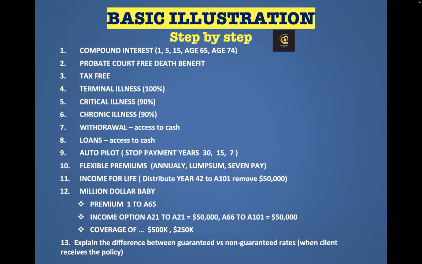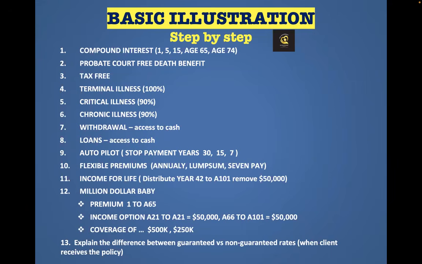When you're doing an illustration, these are the steps you need to take. You have the step and the benefits, right? So you have all the way from number 1 to number 12, which is $1 Million Baby. Now, number 13, where it says explain the difference between guaranteed and non-guaranteed, you really want to wait until the client receives the policy and then you can go over this with them.